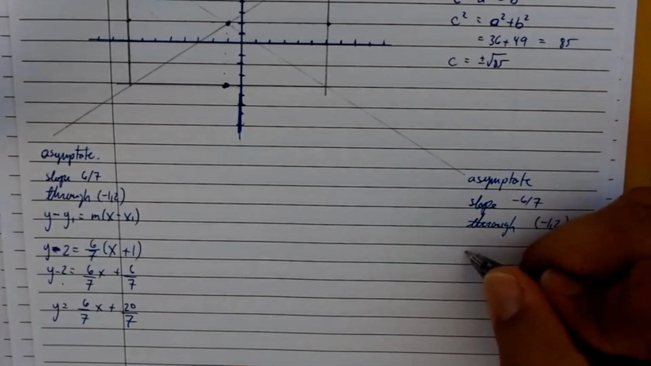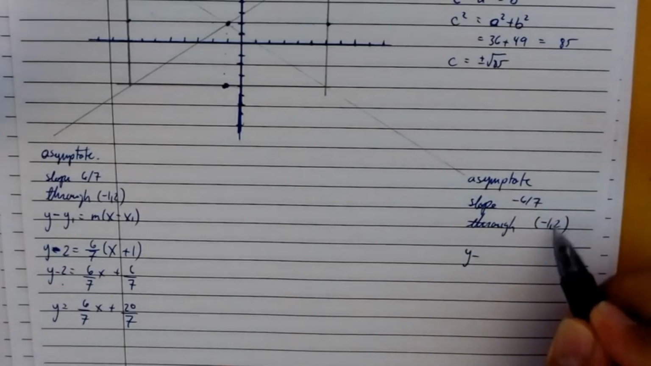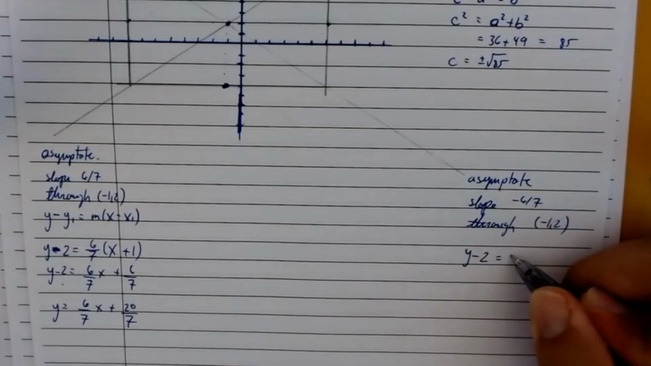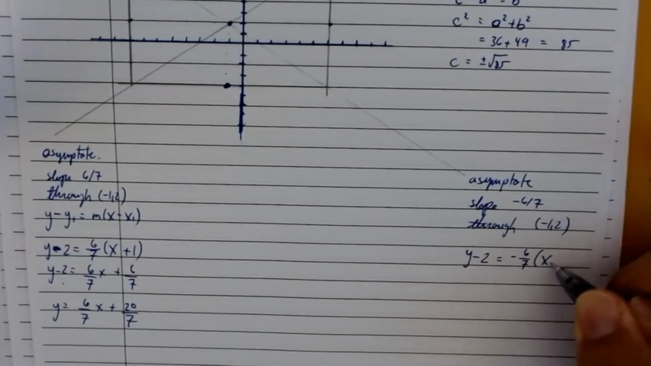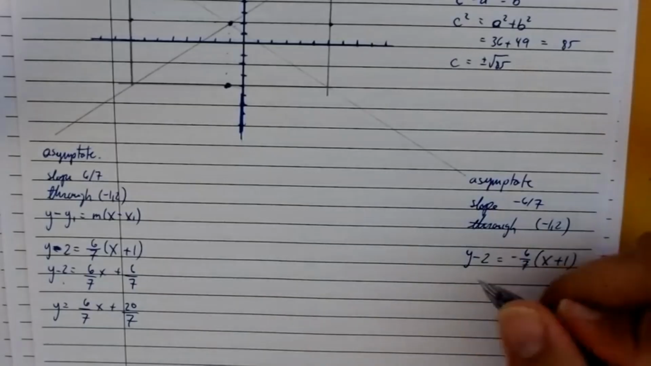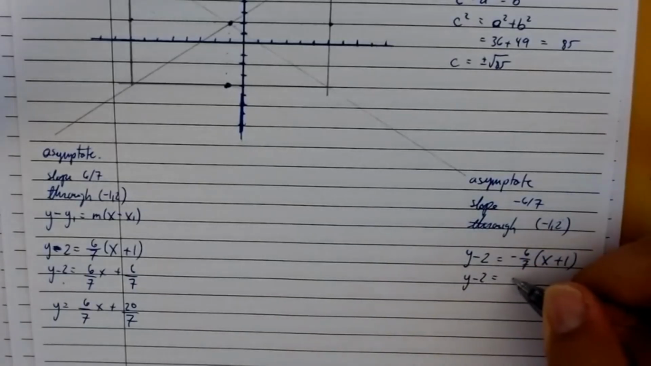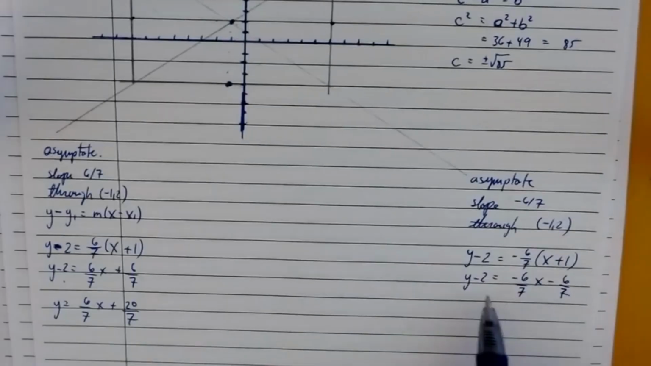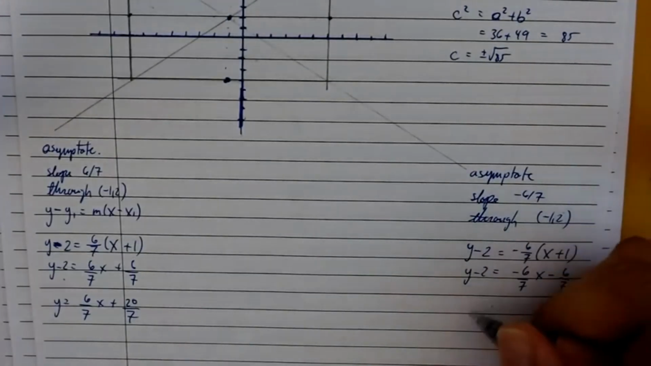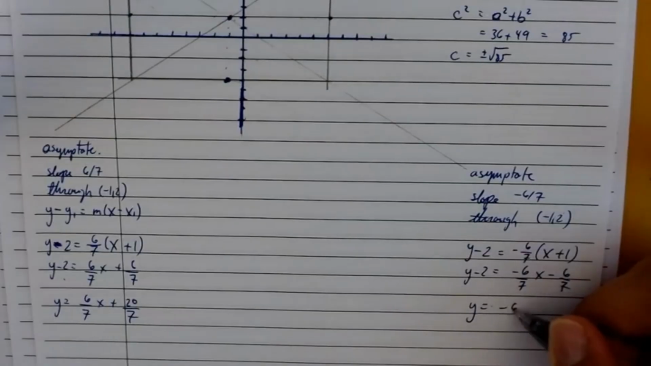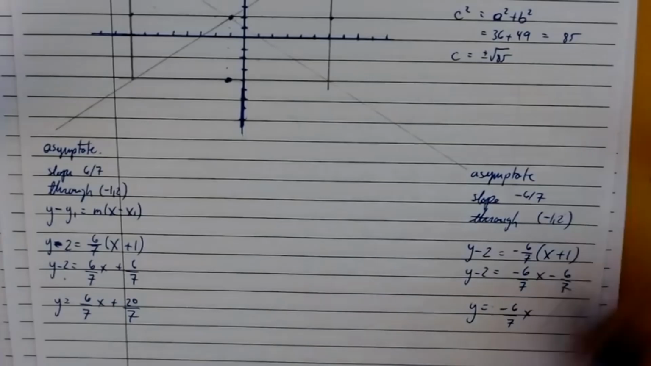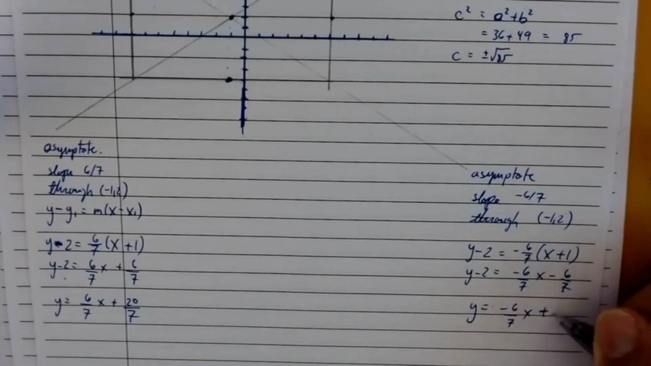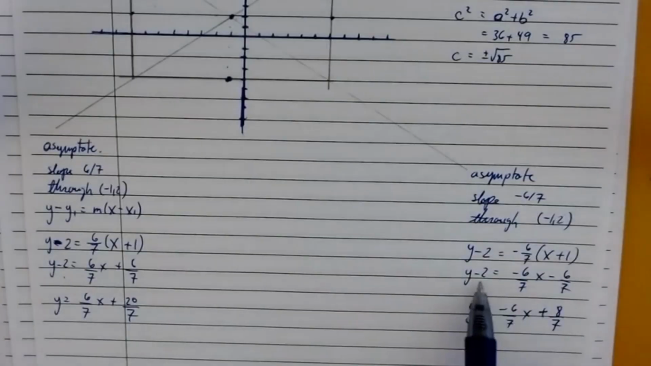Likewise over here, you can take y minus your y value, which is 2, is equal to your slope times x minus your x value. Minus and minus makes that a plus. Go ahead and distribute your -6 over 7. That gives us -6 over 7x minus 6 over 7. And then go ahead and add your 2 over that way, which gives us y is equal to -6 over 7x plus 8/7. All right? 2 added to the -6/7 will give us 8/7.